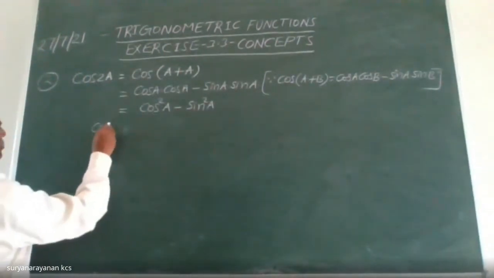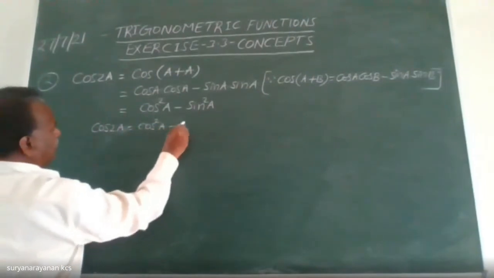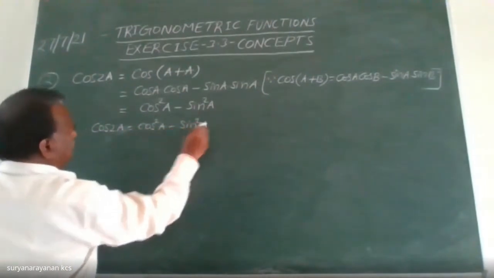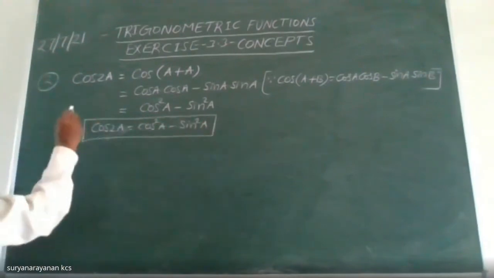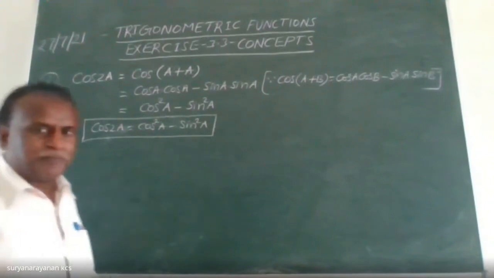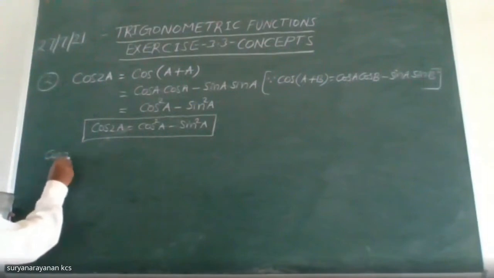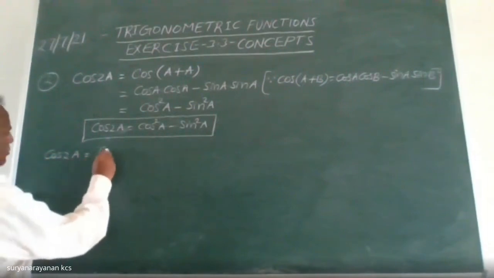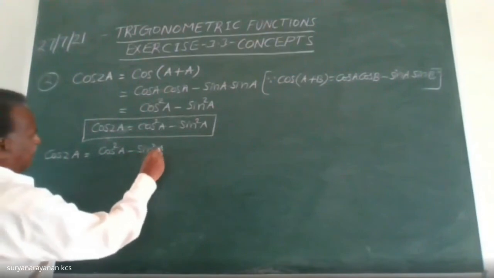So this is one formula. Cos 2A is equal to cos square A minus sin square A. This is one formula. Okay, we derive some more formula. Cos 2A is equal to cos square A minus sin square A.